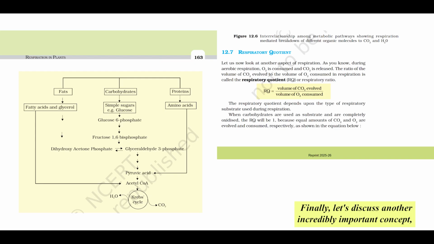Finally, let's discuss another incredibly important concept, especially for your practical examinations, viva voce, and objective questions in competitive exams like NEET, the respiratory quotient, or RQ.